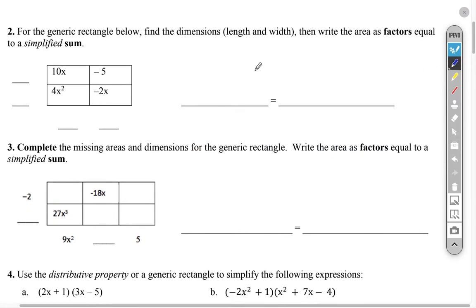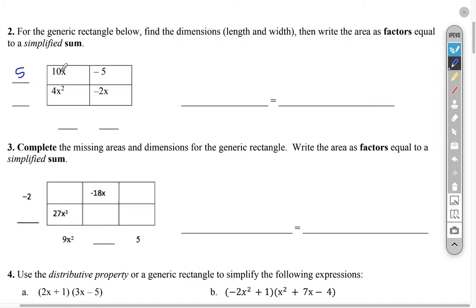All right. It wants us to find the factors that equal this simplified sum, right? So the first thing we need to do is find out what factors were pulled out of this box. I like to start by going across the top. So what is a common factor of 10x and negative 5? Well, it obviously isn't negative because this is positive. So that means that this number is going to have to be our negative. So this is going to be positive, and 5 will go into 10x and also negative 5.